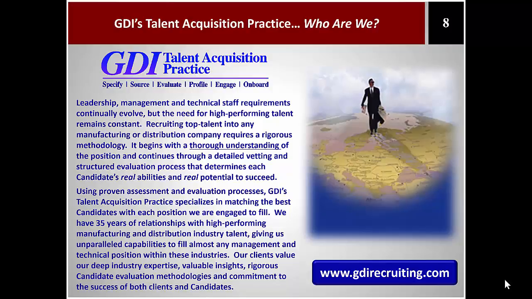Using proven assessment and evaluation processes, GDI's talent acquisition practice specializes in matching the best candidates with each position that we're engaged to fill. We have over 35 years of relationships with high-performing manufacturing and distribution industry talent, giving us unparalleled capabilities to fill almost any management and technical position within these industries. Our clients value our deep industry expertise, our deep and valuable insights, our rigorous candidate evaluation methodologies, and our commitment to the success of both clients and candidates.